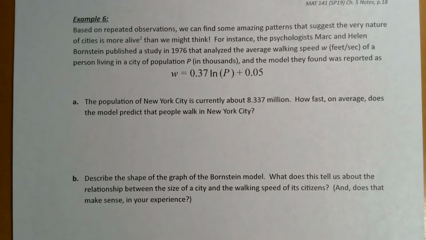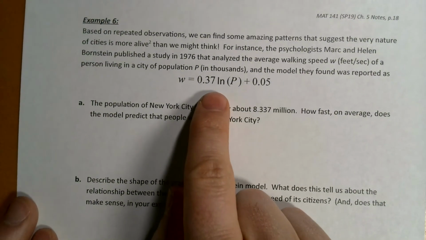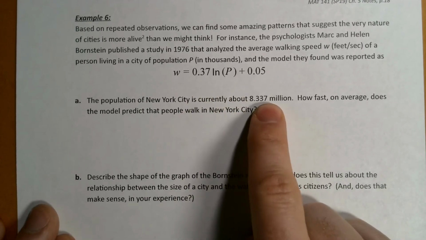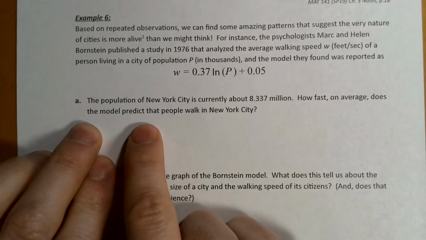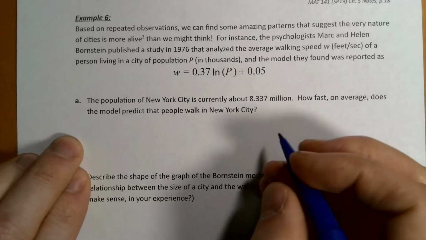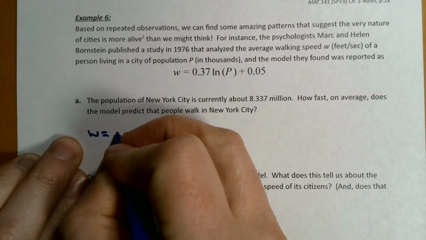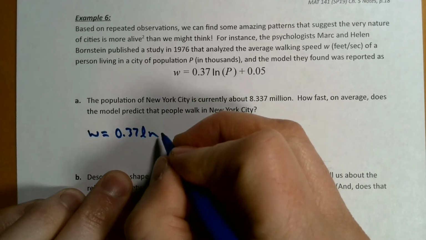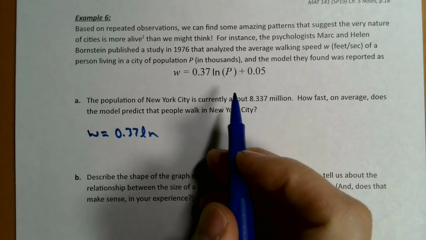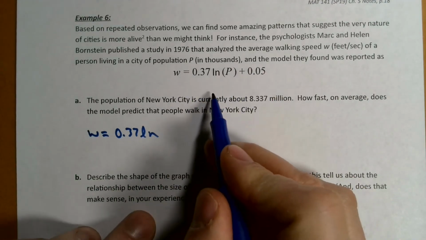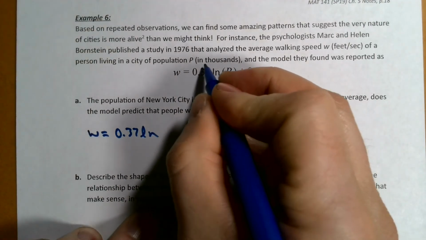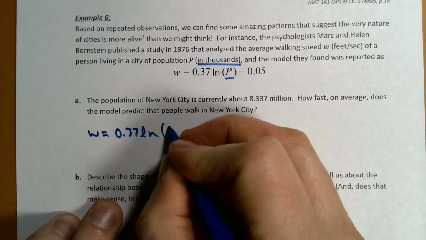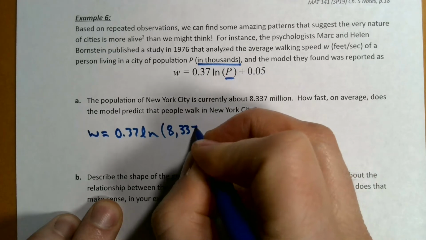Interesting. So notice it's using a natural log, and the population of New York City is currently this. How fast on average does the model predict that people walk in New York City? Well, this is just kind of your basic plug and chug into the model. I always argue that the most interesting thing would be where did this model come from? Now, we have to be careful. Note that P is in thousands. So 8.37 million is 8,337 thousands.